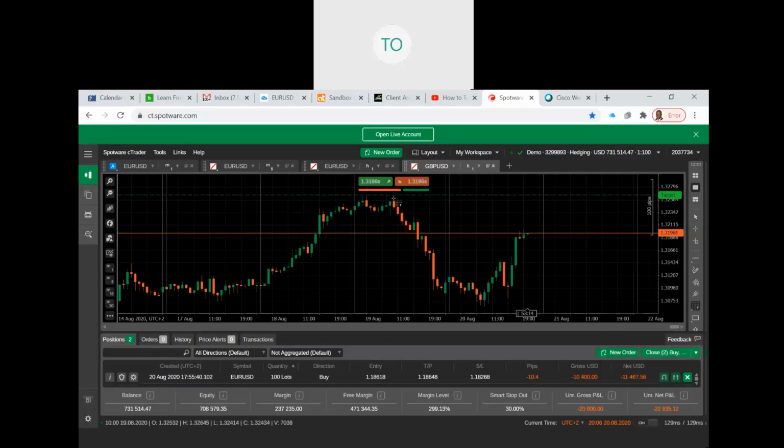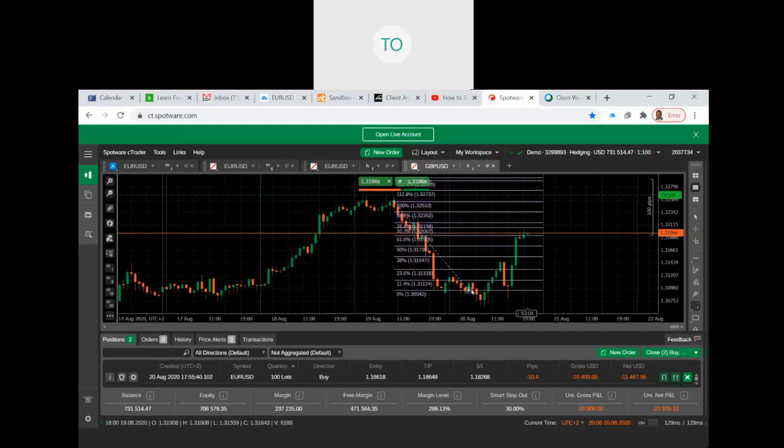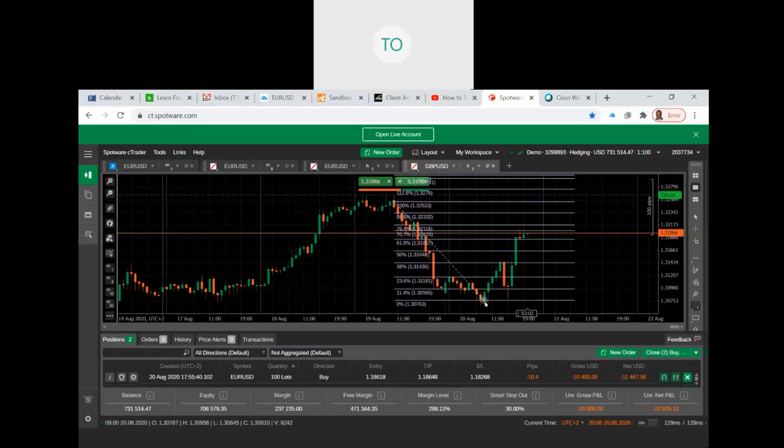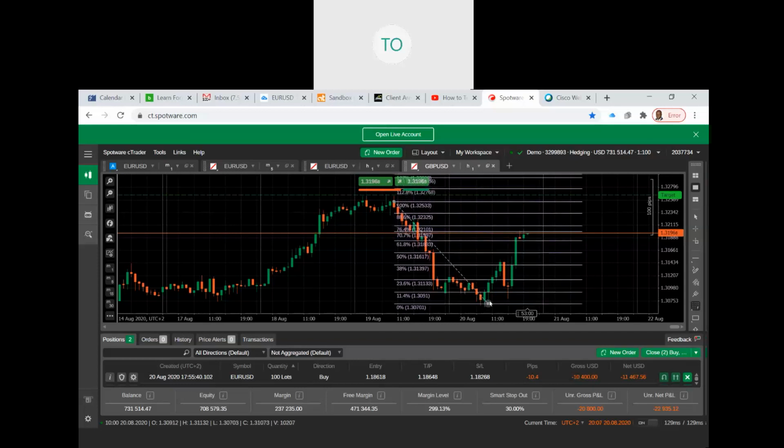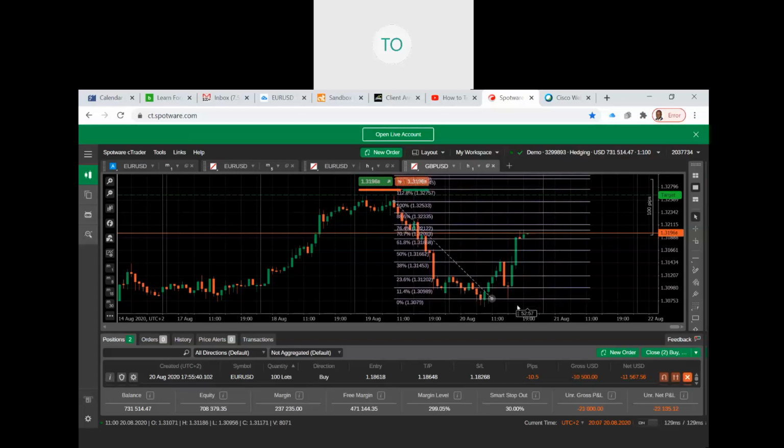Okay, you take the last high of the body, not of the wick. The last low of the body, not of the wick. The last low of the body, which is there. Okay, and then you look at your significant lines or points.